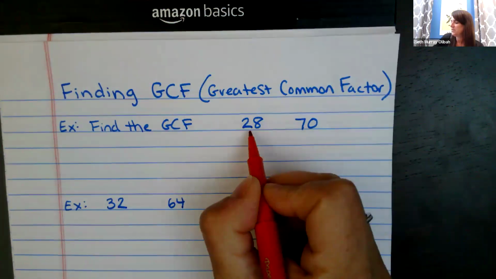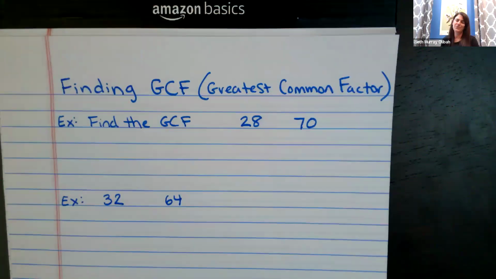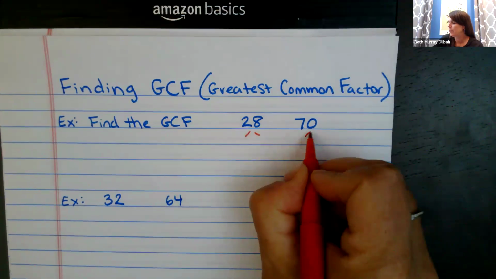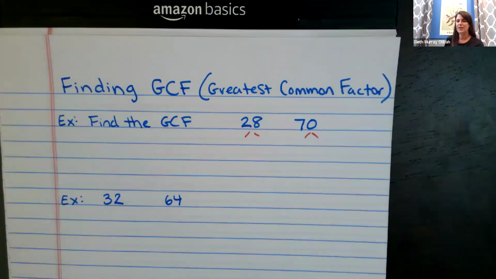If I was looking at these two numbers, 28 and 70, the first thing I would do is think, what is the largest number I can divide them both by? Problem is, some people aren't good at just doing that in their head. So another way you could do it is by breaking these numbers down as much as we can.